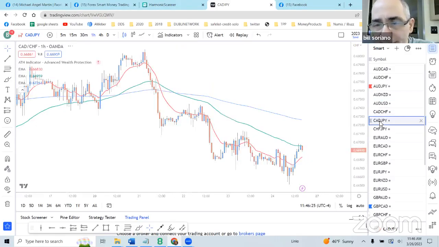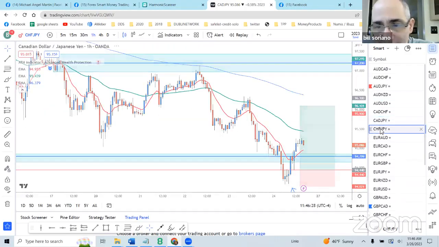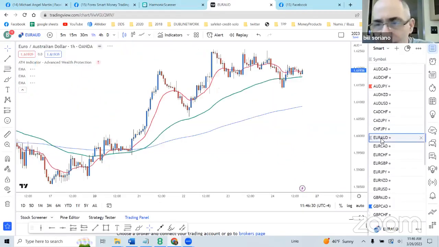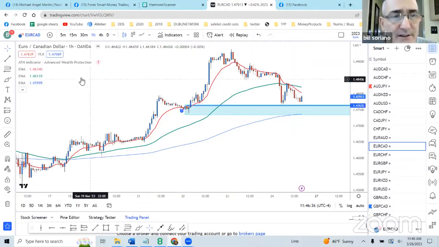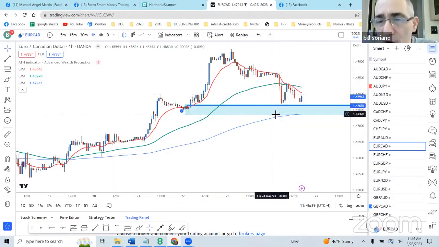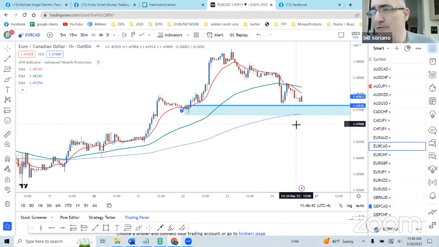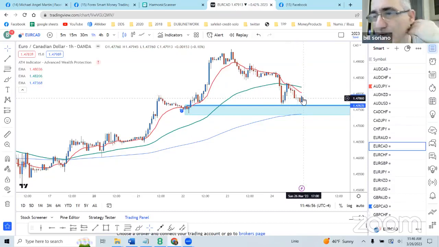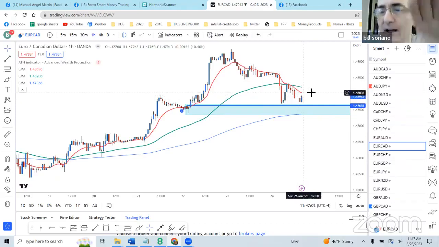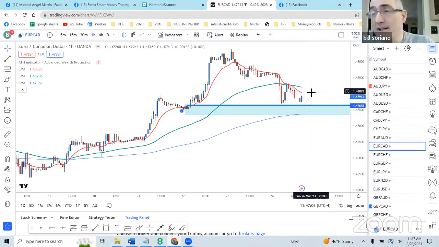I'm trying to find one here where you can go both ways. Okay. And I know there are some here. Okay, so right here, this is an interesting one here in EURCAD. So you could see that the 13 and the 62 are both above the 200, and so is price, which kind of tells us that the long-term trend is bullish in EURCAD, at least on 1 hour chart. But what just happened here is the 13 crossed the 62 down. So if I would get a scan now, for instance, and I came to this chart, this would tell me that I could take a trade either way, right?